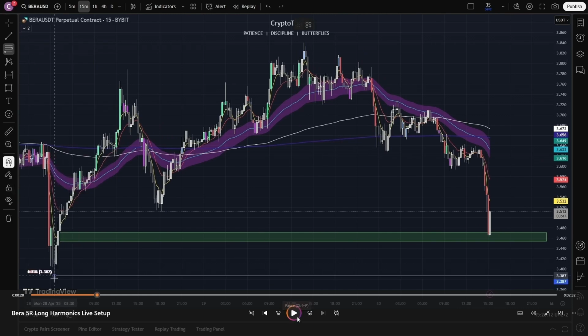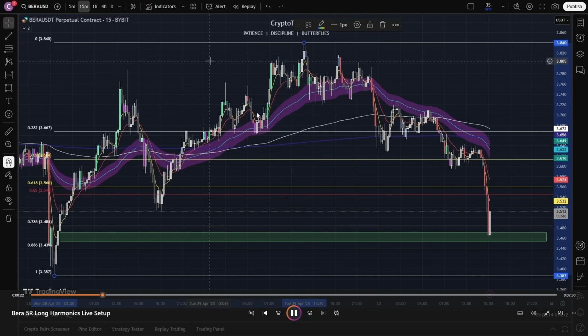A position with strong moves up, deep retraces, another move up, a bigger move down, instantly screams harmonics to me. So I'm taking my fib level here from the low to the high to see what the fib levels are saying. So low to the high.